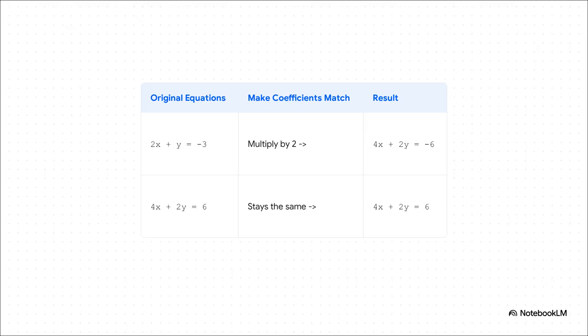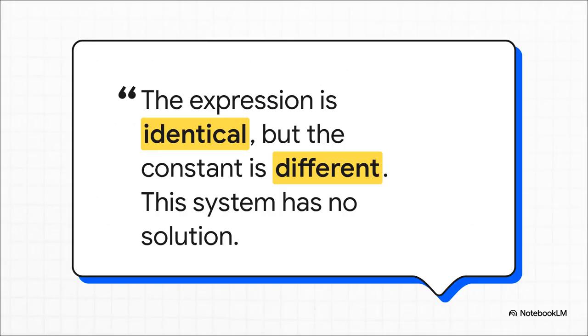The entire left side of both equations is now identical. And that is just a complete logical contradiction. It makes no sense. We've basically created a statement that says the exact same thing, 4x plus 2y, is equal to -6 and +6 at the very same time. That's impossible. There's no combination of x and y in the universe that can make that true. And that's our clue. This system has no solution.